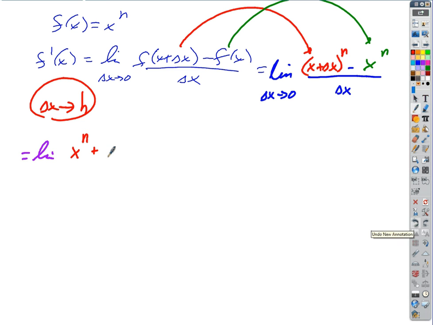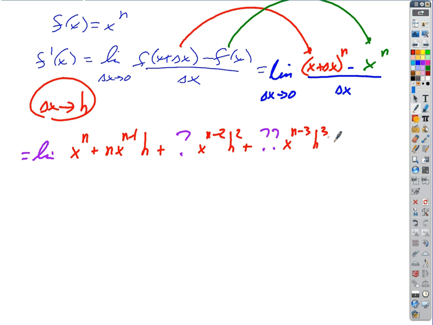n times x^(n-1) times h, plus some coefficient, who cares, times x^(n-2) times h^2. We'll do one more, plus who cares times x^(n-3) times h^3, plus a whole slew of other ones, right? n plus 1 of them. We couldn't write them all down because we don't even know what n is, right? That's the red expansion.